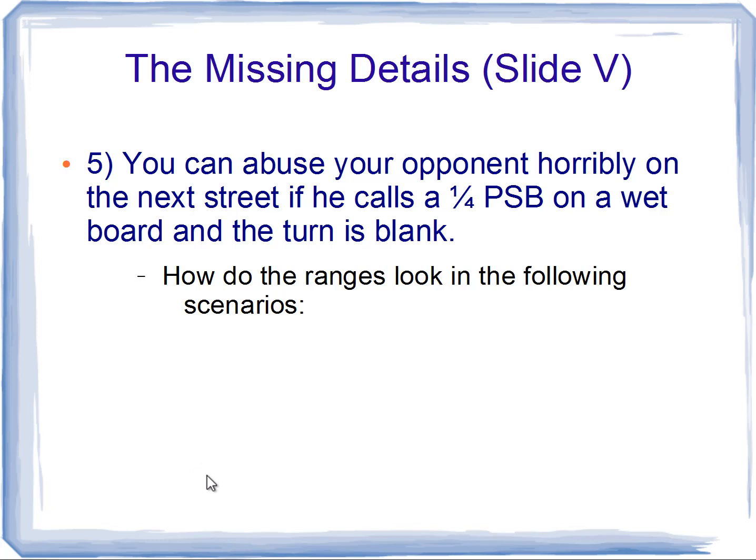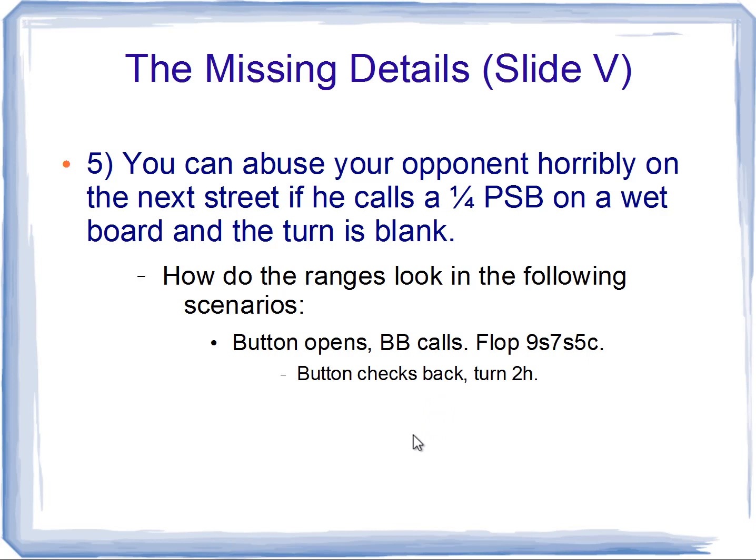So how do the ranges look in the following situations? Think about this for a minute. Button opens, big blind calls, the flop is 9-7-5, so an extremely wet flop. If the button checks and we check back and the turn's a 2 of hearts, how does each range look? Whose range is stronger? The big blind range or our checking back range? What's he likely going to do on a blank turn? What bet sizes are going to be reasonable for him? Really think about how both ranges will look there if the flop went check-check on a wet board.